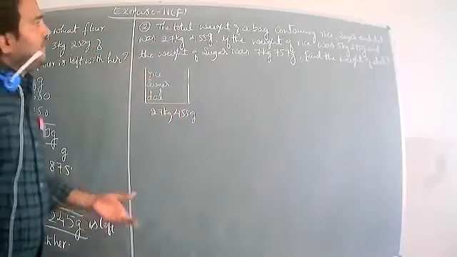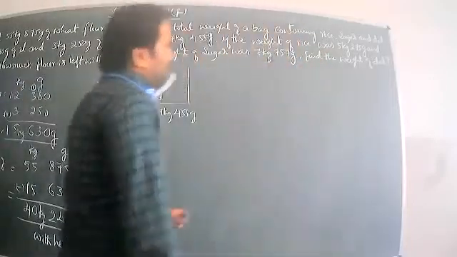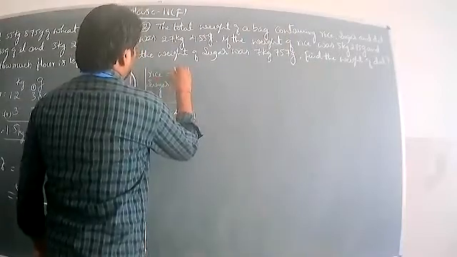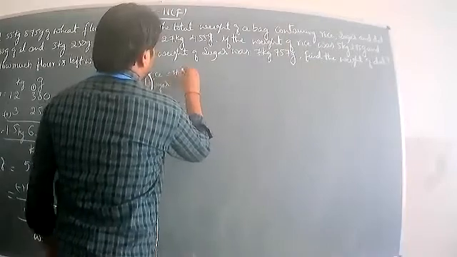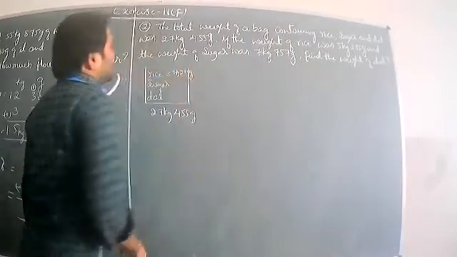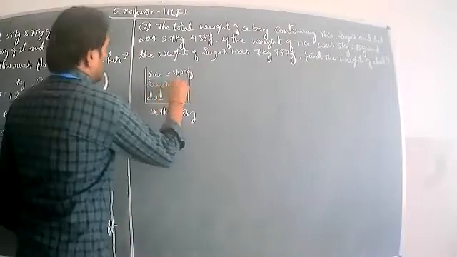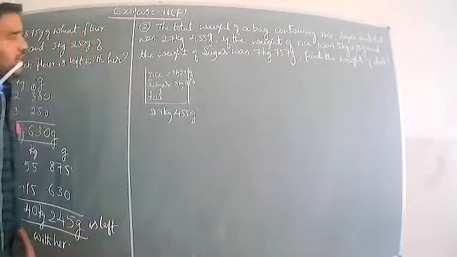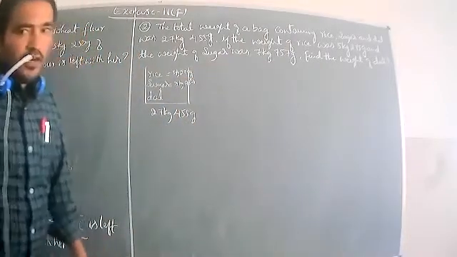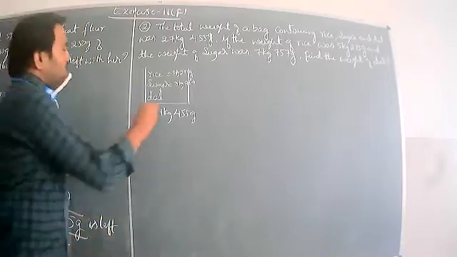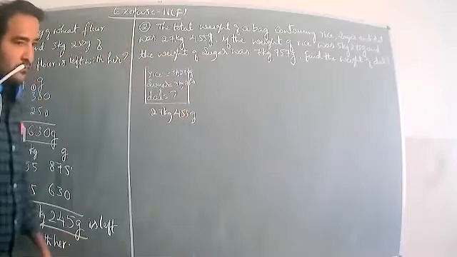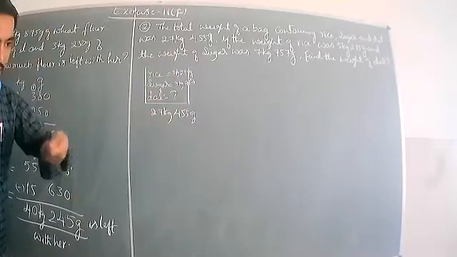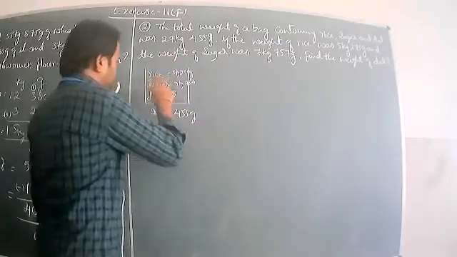In this bag, the weight of the rice is 5 kg 275 grams. Next, the weight of sugar is 7 kg 757 grams. So the question is asking, find the weight of the dal. What is the weight of the dal? So this is the question. The total weight of the bag containing rice, sugar, and dal is given as 27 kg 455 grams.